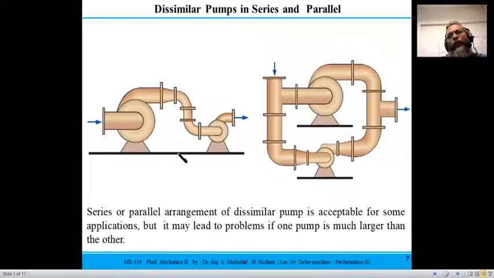So usually, in order to avoid the problems, these problems become more significant if the sizes of the two pumps are significantly different. If they are nearly the same, then the combinations won't have problems like backflow, loss of the flow rate, or loss of the pressure rise. All these problems we will address in the coming slides.